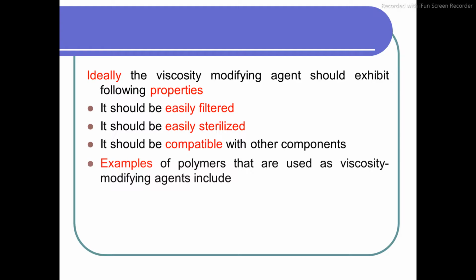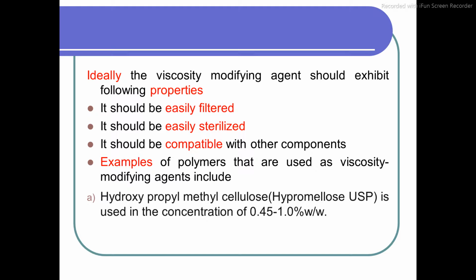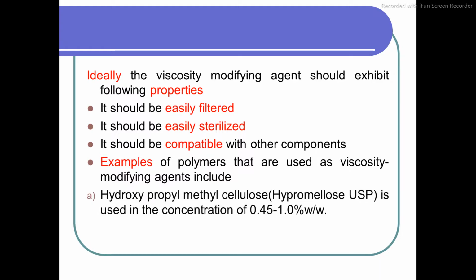And what are the examples of various viscosity modifying agents? Let us see. First one is hydroxypropyl methyl cellulose, that is HPMC, and it is available in the market by the trade name Hypromellose USP, and it is used in a concentration of 0.45 to 1% weight by weight.